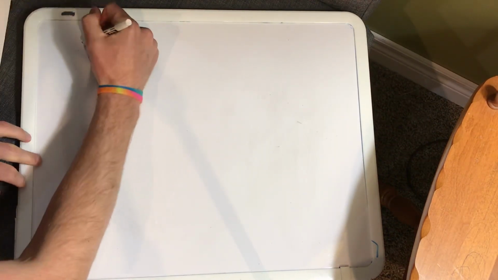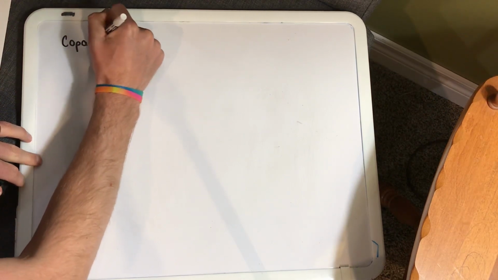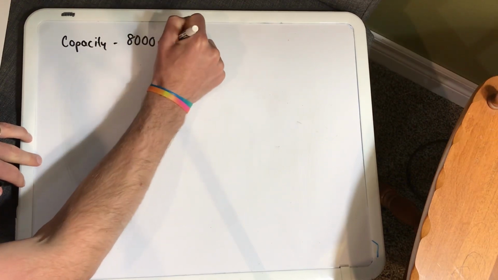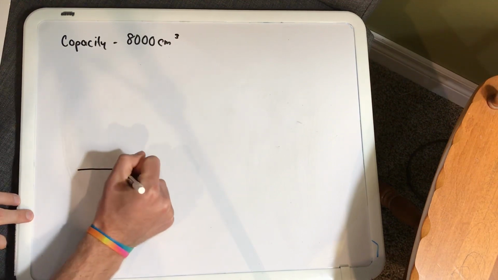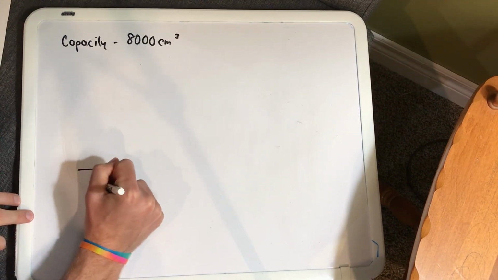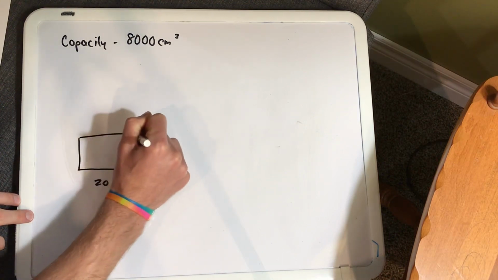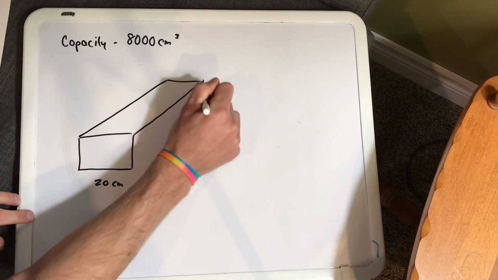So we know the volume, or I should say we know the capacity, is 8,000 centimeters cubed. We know that the width of this tank is 20. We don't know the height yet. And we know that it's 40 centimeters long.